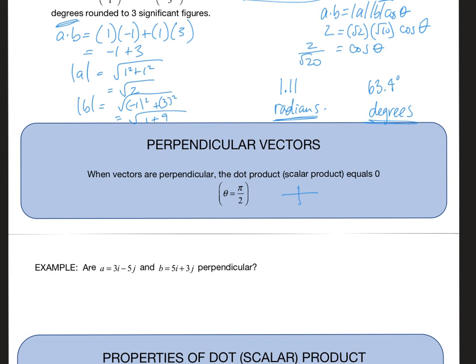So let's take a look. Are these perpendicular? That would mean that A dot B would have to equal 0. So let's do this calculation. It's A sub 1 times B sub 1 plus A sub 2 times B sub 2. That's 15 minus 15. Yep, it equals 0. So yes, these are perpendicular.